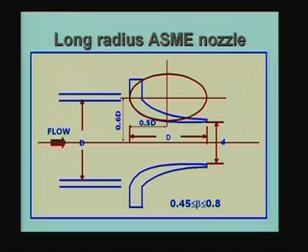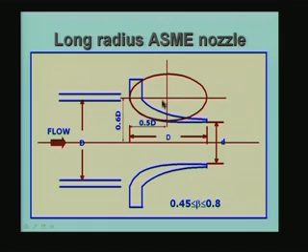Again I have shown the proportions of a long radius ASME nozzle. Essentially, what is shown here is the nozzle: the exit diameter is d, the inlet diameter is D here, and the nozzle itself is contoured in the form of a part of an ellipse. From here to here it is a part of an ellipse with a major axis equal to D, this is the diameter D, this length is D, and the semi major axis will be 0.6D minus 0.5D multiplied by 2, because that will give you this plus this.